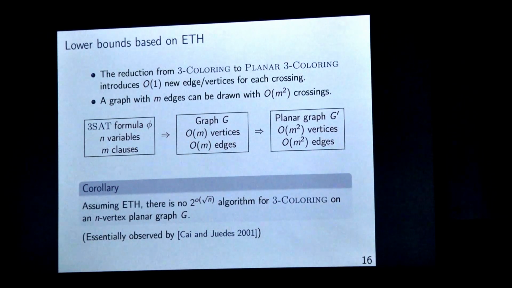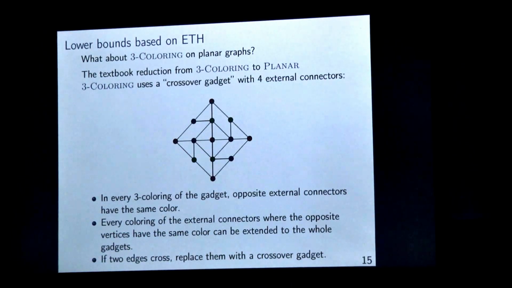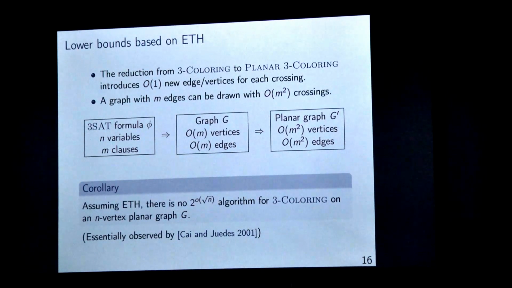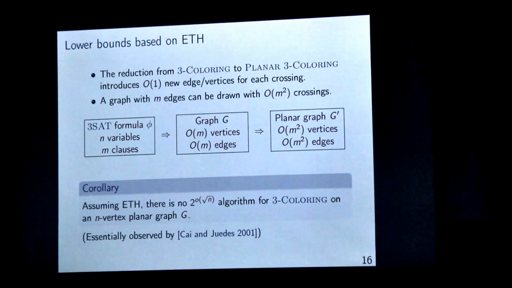Each crossing you have order one new edges or vertices, like basically some 10, 12 vertices here. So a graph with m edges can be drawn with order m squared crossings. Why? Because everyone can cross. You can actually prove, it's not trivial, but you can show that everybody can cross and they do not need to cross more than some constant number of times. So there are order m squared crossings.